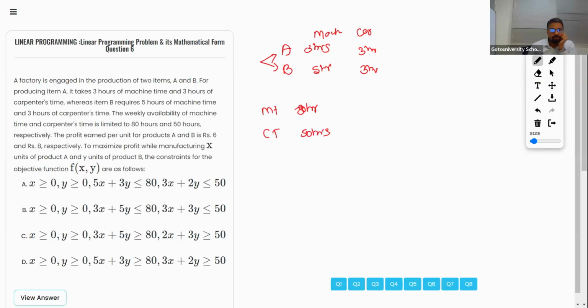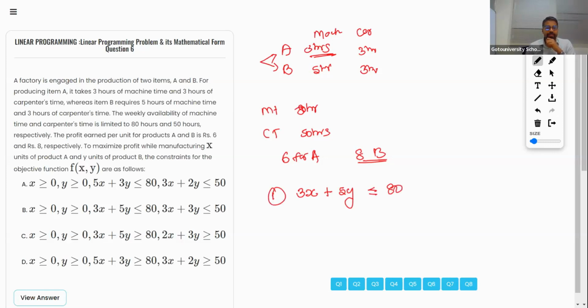respectively. The profit earned per unit of products A and B is rupees 6 for A and 8 for B. To maximize the profit, manufacturing x units of product A and y units of product B, the constraints are: 3x + 5y less than or equal to 80 hours. That's one of the constraints.